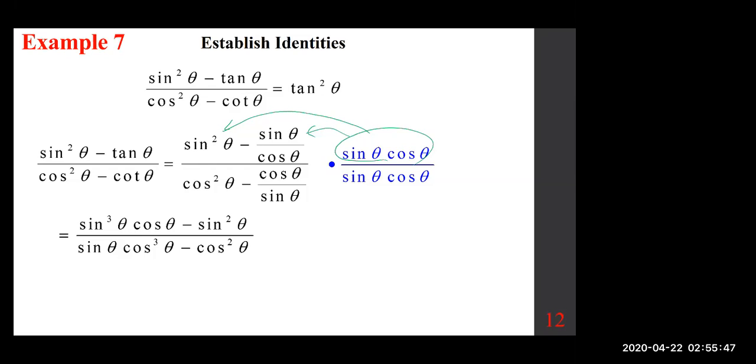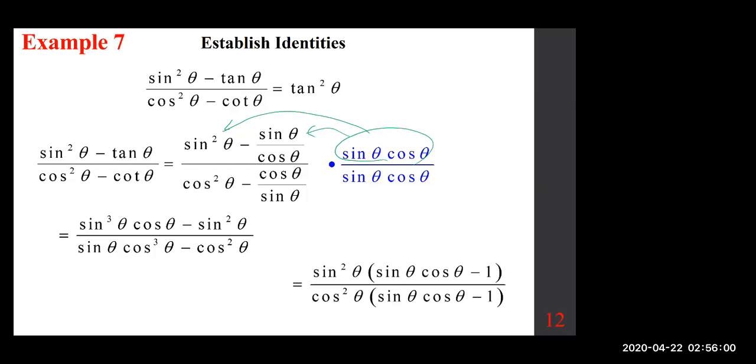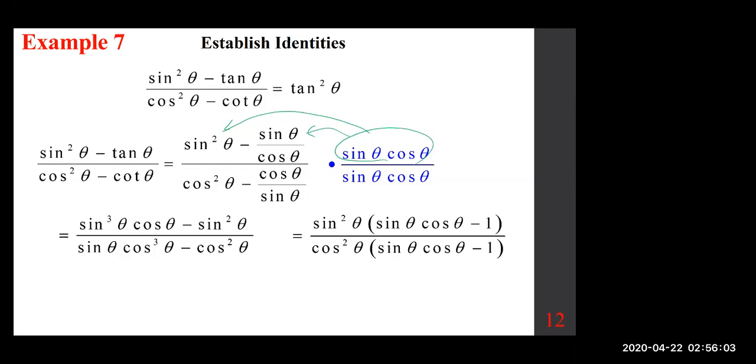And so finally, all you have to do, factor out the common factor in the numerator as well as the denominator. The top is sine squared. The bottom is cosine squared, and sine theta cosine theta minus 1. So when you do that, obviously the parentheses drop, and you get sine squared over cosine squared. And as you know, sine over cosine is tangent, so this is tan squared. Sounds good? Any questions?